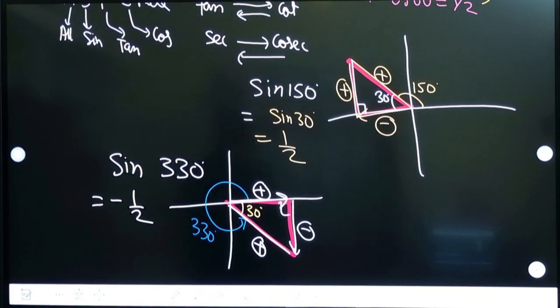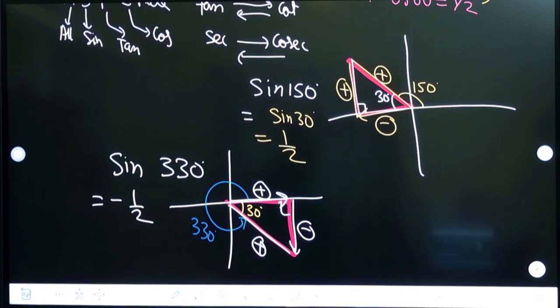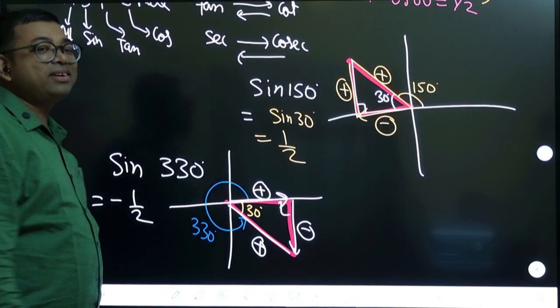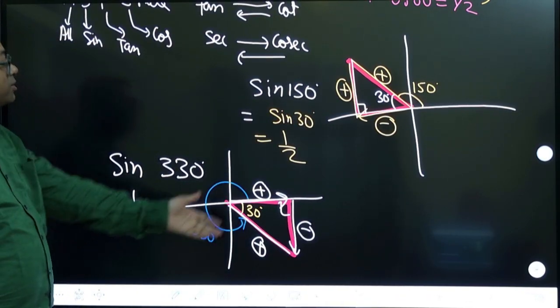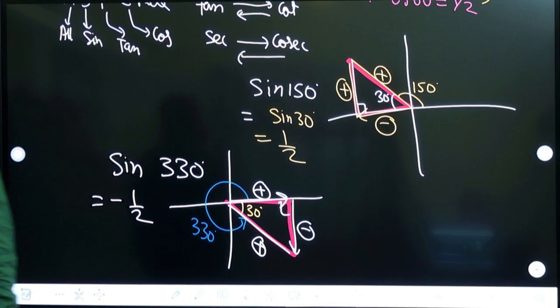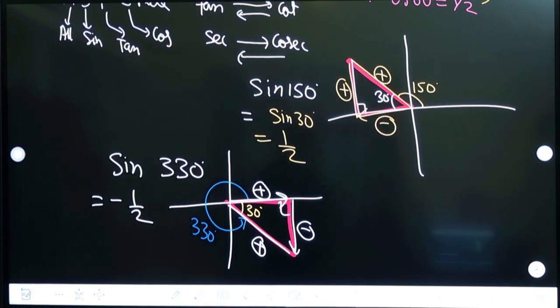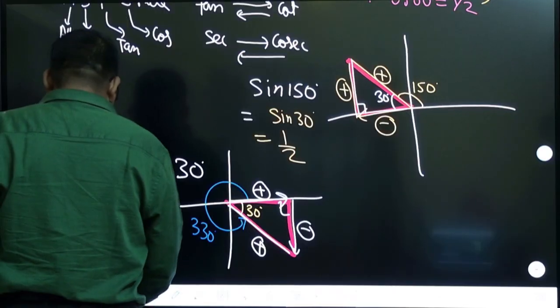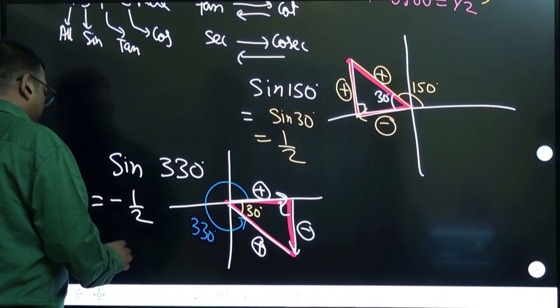I don't need this ASTC rule. That is a rote rule, because we have to tell students to remember this and all that. What is the need? With coordinate geometry, you draw this triangle and calculate. That's it. That is better, no? No need for that. So that's how we use these trigonometry tools. Anything is there, we can do it like this also.